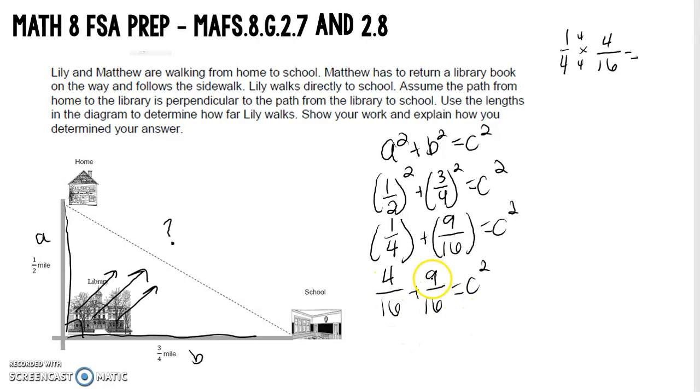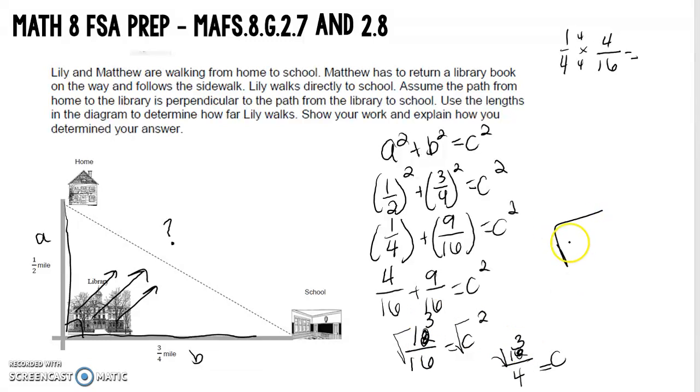So 4 plus 9 is 12, so 12 over 16 equals c squared. So if I take the square root of this, I end up with the square root of 12 over 4 equals c. Oops, and now that I'm looking at this, 9 plus 4 is 13, so this would be the square root of 13 over 16. So if we put that into our calculator, we would have approximately 0.9 miles.